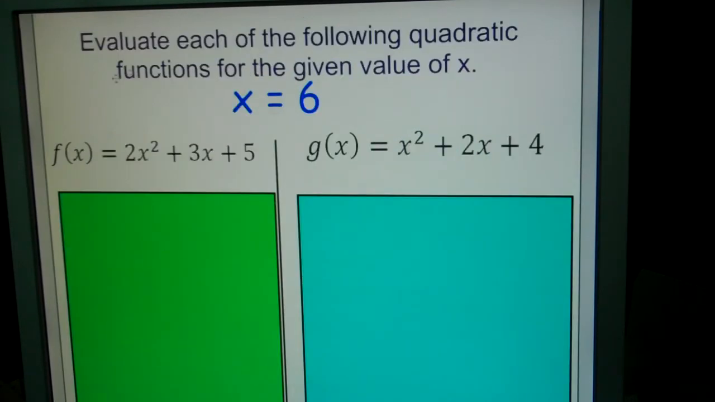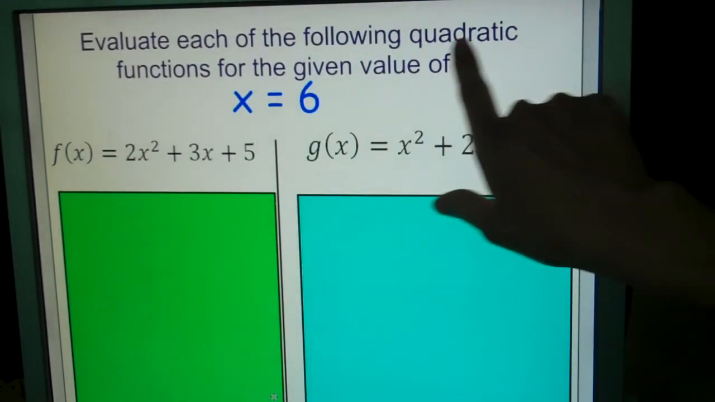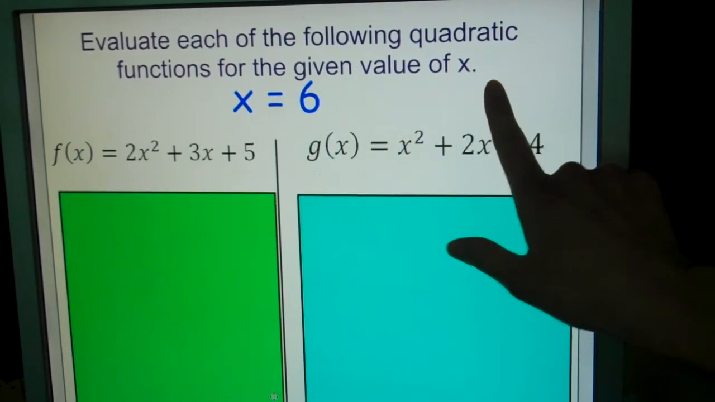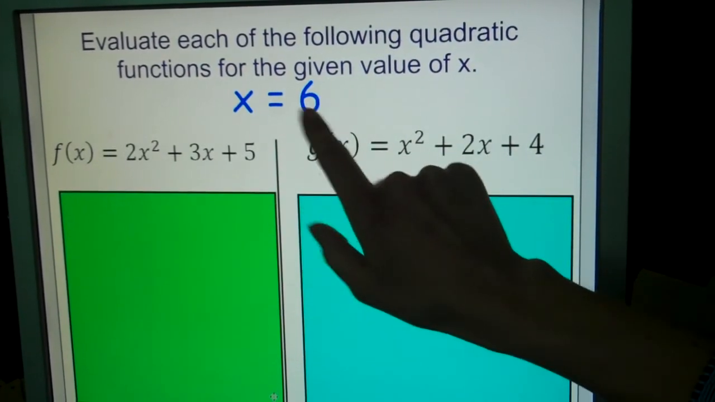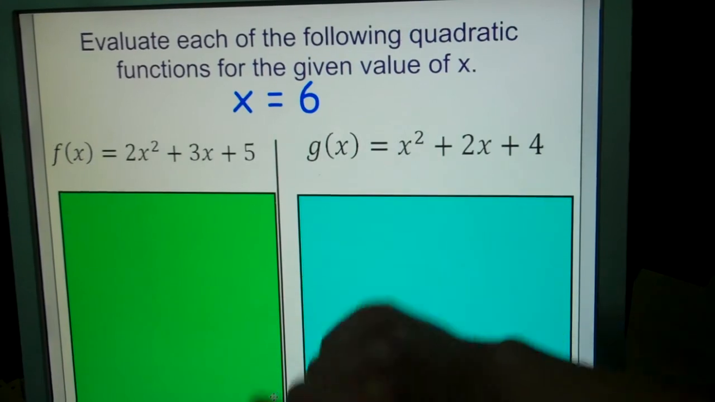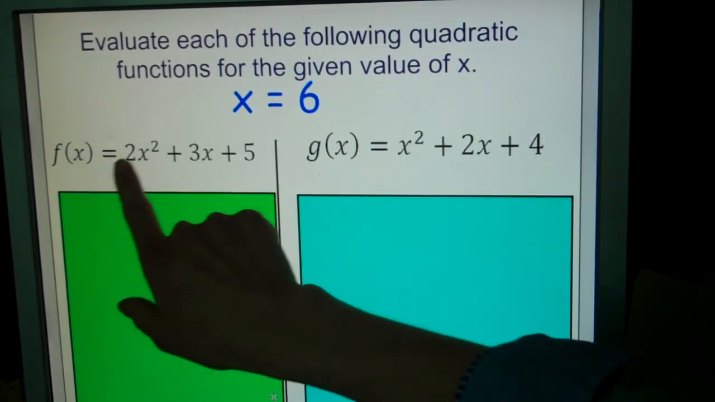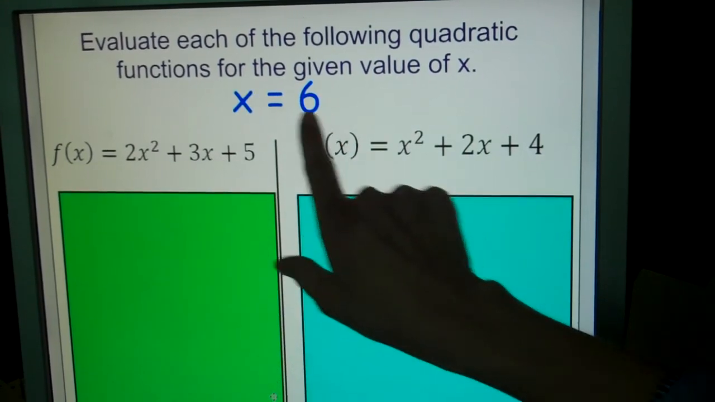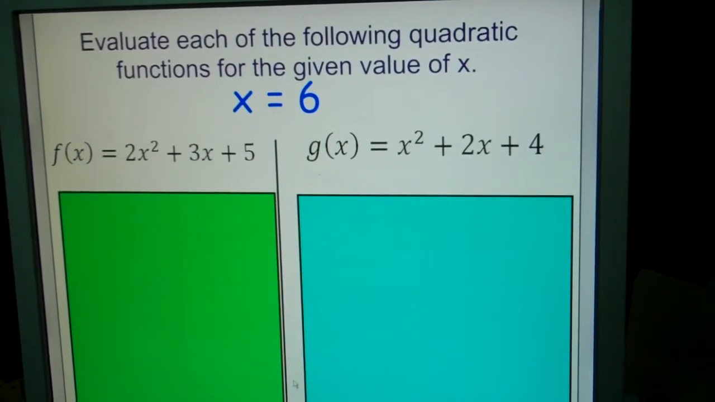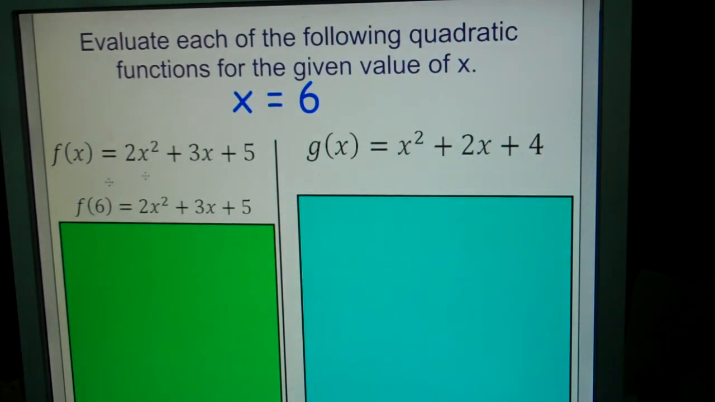Next. Okay. So we've talked about the parts of a quadratic function. Now you need to be able to evaluate each one. This is not rocket science, folks. Evaluate each of the following quadratic functions for a given value of x. If x is equal to 6, where are you going to put that 6? How many x's do you see in this first quadratic? 1, 2, 3. That's where I see it. So 6 is going to go in for all 3 of those. What it wants to know is, when x is 6, what is y? That's all f of x means.